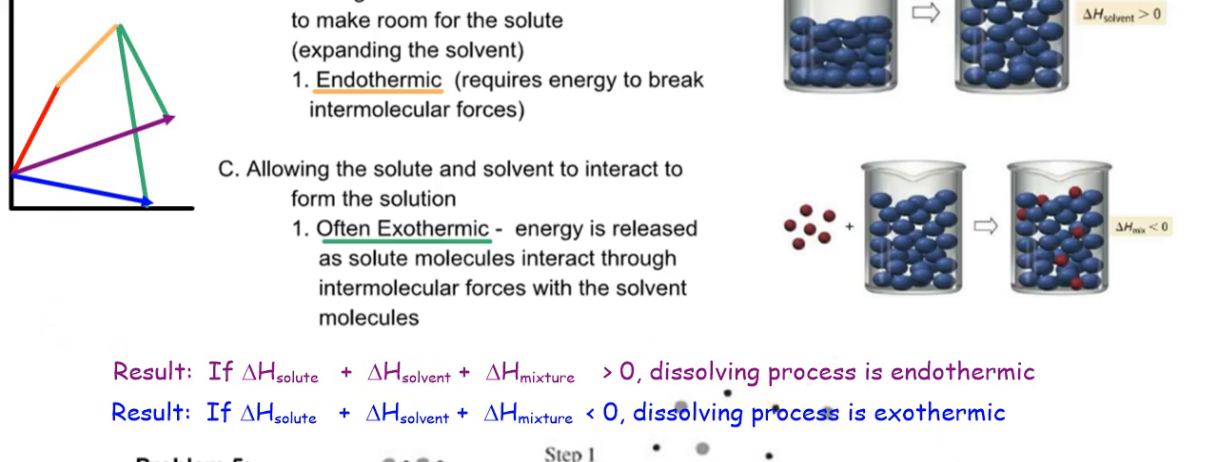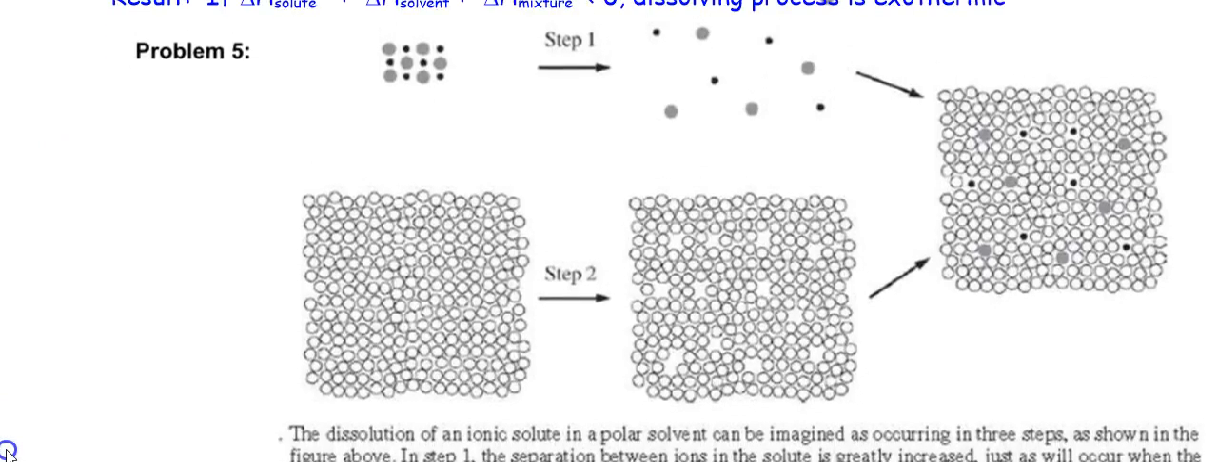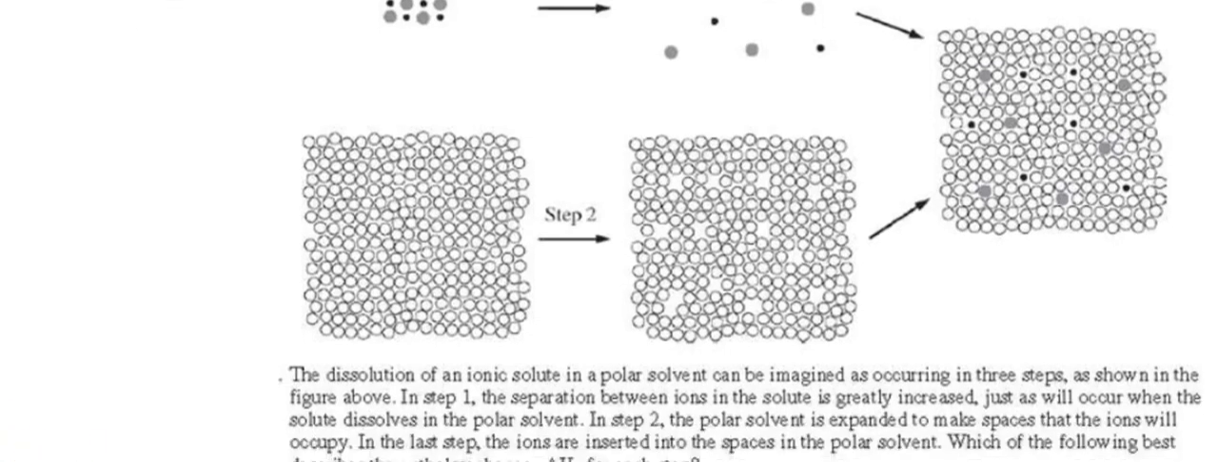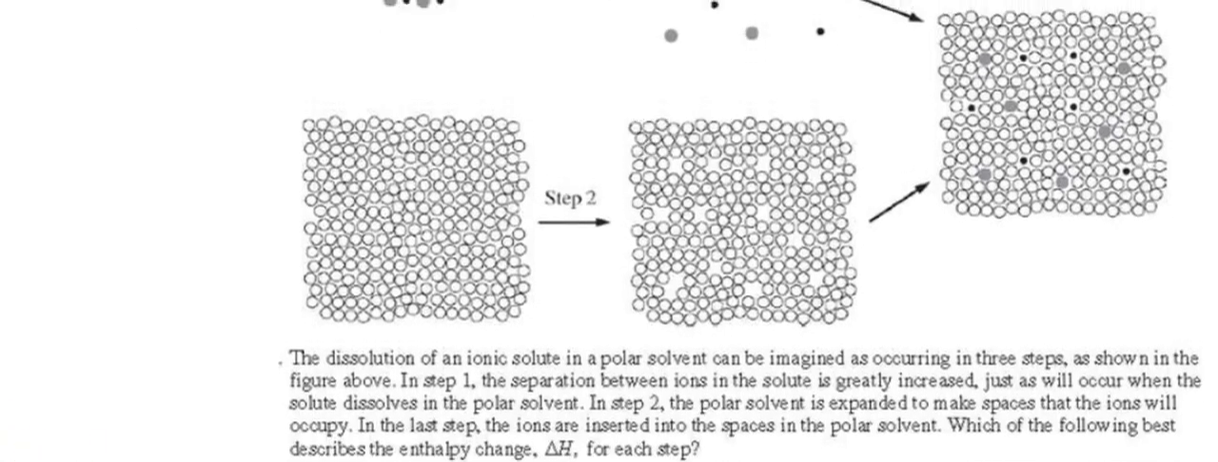So let's look at problem number 5. Believe it or not, this came out of an old AP exam, all right? Read the problem here, okay? It says the dissolution of an ionic solute in a polar solvent can be imagined as occurring in 3 steps as shown in the figure above. In step number 1, the separation between the ions of the solute is greatly increased, just as will occur when the solute dissolves in the polar solvent. In step 2, the polar solvent is expanded to make room for the spaces the ions will occupy. In the last step, the ions are inserted into the spaces in the polar solvent. Which describes the enthalpy change for each step, all right?